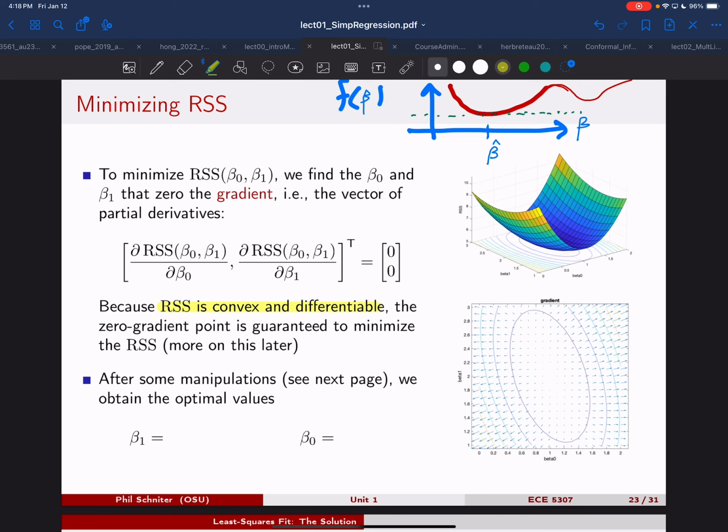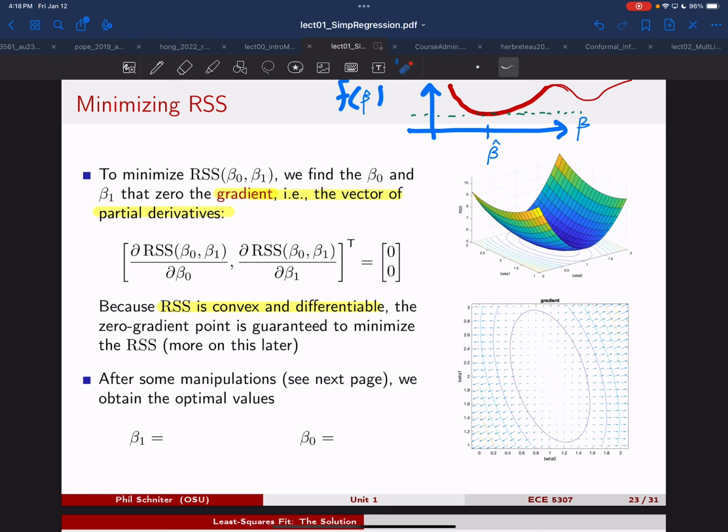Okay, now our situation is a little bit more complicated because we actually have two different variables that we're trying to optimize simultaneously. We don't just have a single beta, we have a beta 0 and a beta 1. So it turns out that what we need in this case is we need to make a vector of partial derivatives and set that whole vector to 0. And that vector of partial derivatives is known as the gradient. So we need to set the gradient vector to 0. So here is the first element in the gradient vector. It's the partial derivative of RSS with respect to beta 0, and the second one is the partial derivative with respect to beta 1. Okay, we want each of those simultaneously to go to 0.